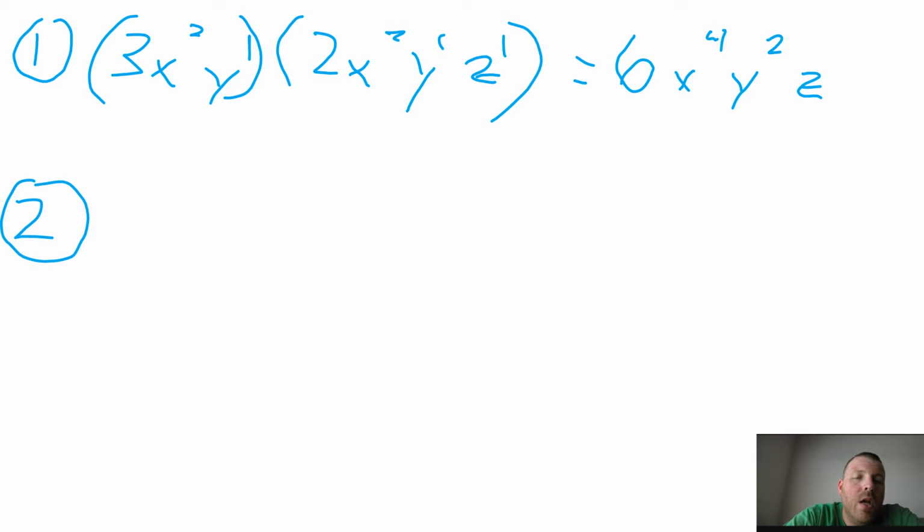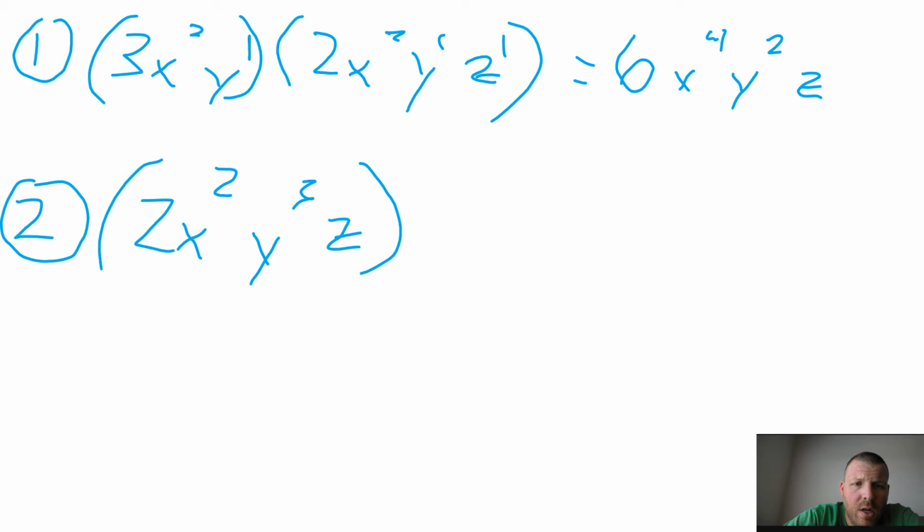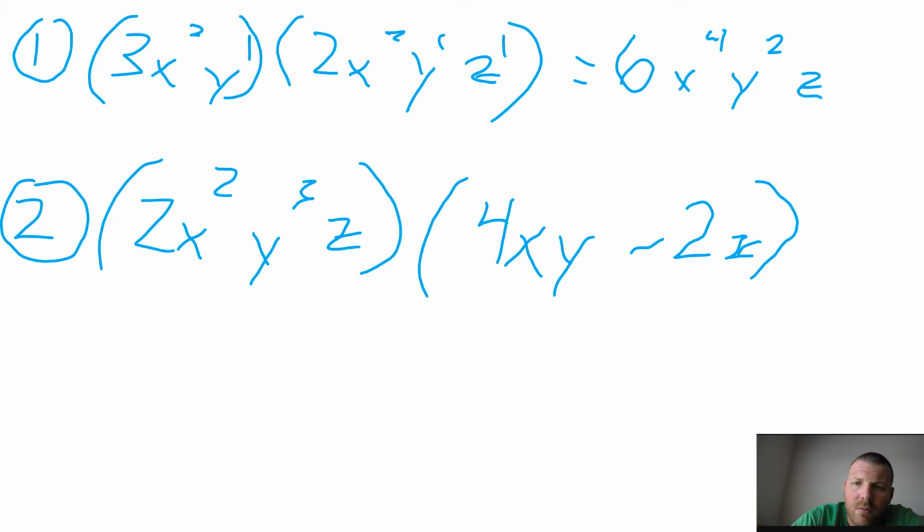Number 2 is going to be a monomial times a binomial. Let me show you. Let's do 2x squared y cubed z. Okay? It's going to be in parentheses. And we're going to multiply that by 4x y minus 2z. Z is a little crazy looking. All right. It's a binomial because I have this little subtraction symbol in the center. Okay, so we have to be very careful with that.